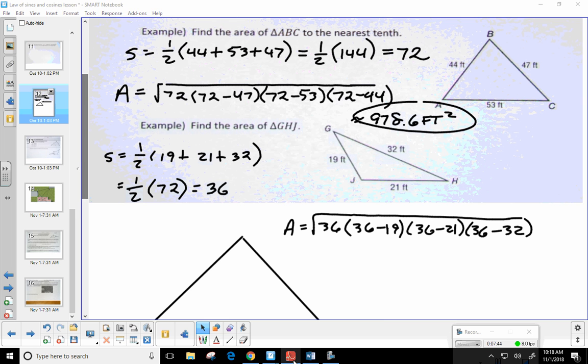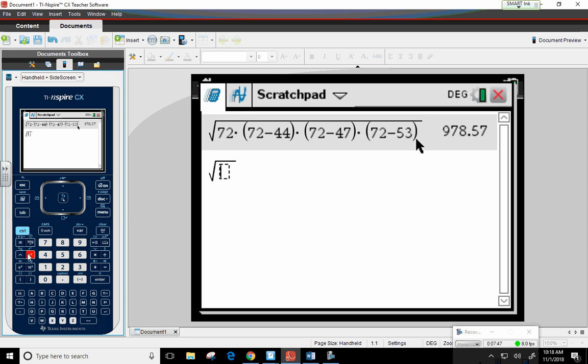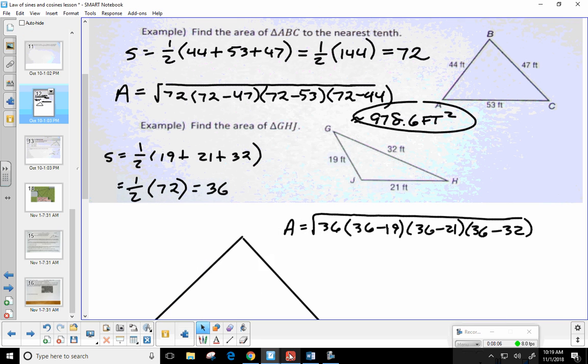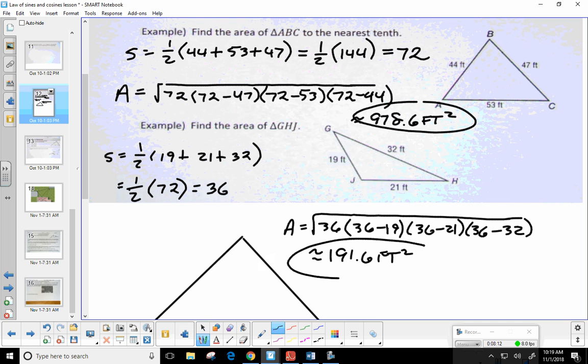Okay, and then let's just plug it in and see what we got here. So 36 times 36 minus 19, times 36 minus 21, and also 36 minus 32. All right, so what should I be getting for the area as soon as I push enter? Okay, 191.6. That is exactly right. 191.6, again, we're dealing with feet, so square feet. Okay, there we go. And that is Heron's formula. If you have all three sides of the triangle, it's a very fast and efficient way of finding the area. Okay, any questions?